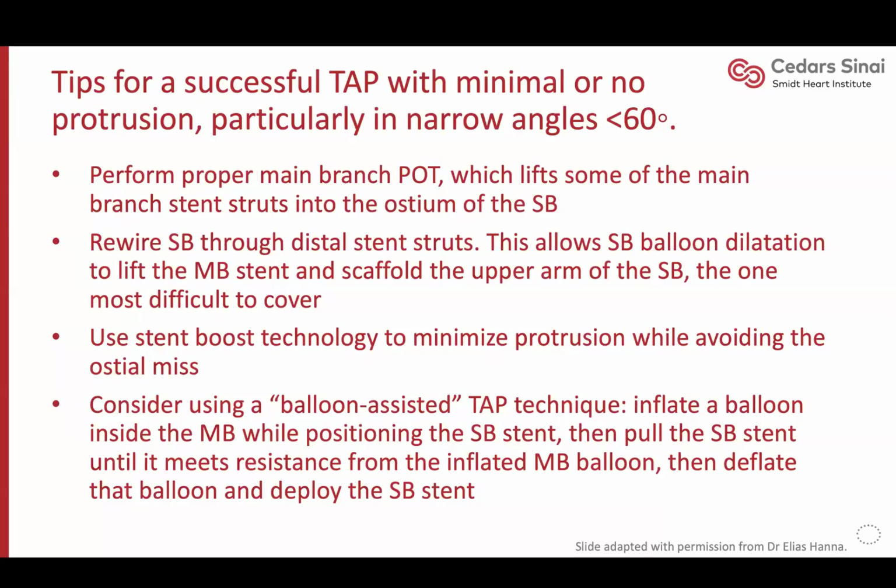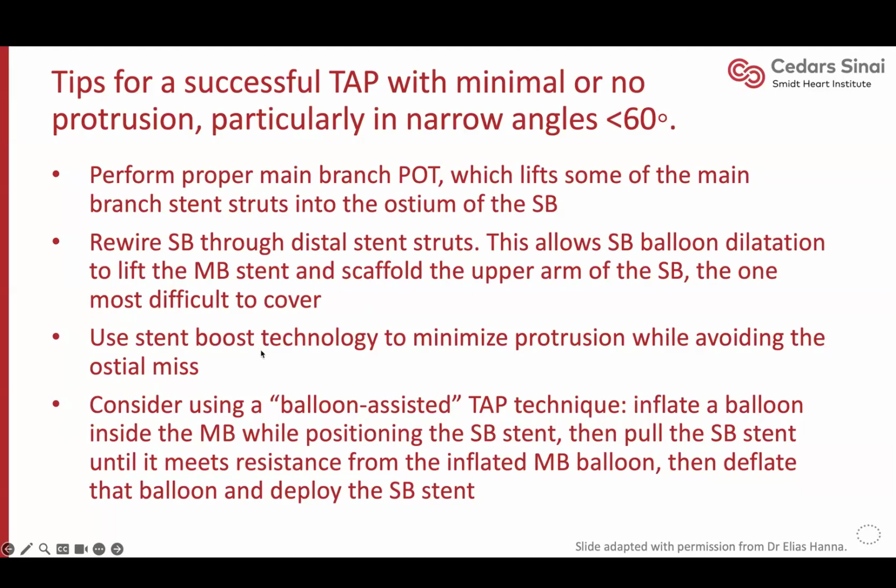Some tips for a successful TAP with minimal or no protrusion, particularly when you have narrow angles less than 60 degrees. Be sure to perform proper main branch POT, which lifts some of the main branch stent struts into the ostium of the side branch. Rewire the side branch through distal stent struts. This allows the side branch balloon dilation to lift the main branch stent and scaffold the upper arm of the side branch, the one most difficult to cover. I'll show you a picture of this shortly.